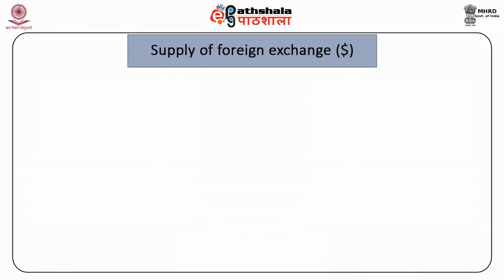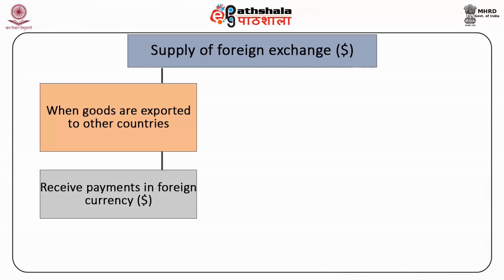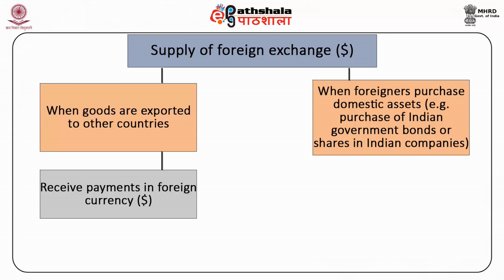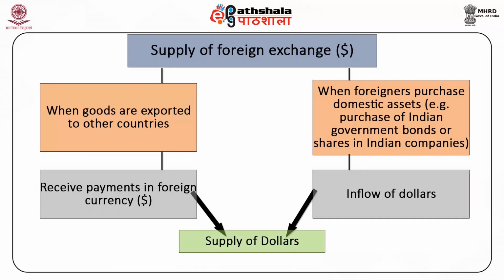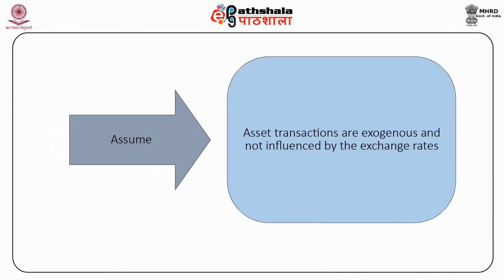The supply of foreign exchange, dollars, is represented by the supply curve S. The supply of foreign exchange results from the following transactions. When goods are exported to other countries, exporters receive payments in foreign currency, dollars, resulting in an increase in supply of dollars. When foreigners purchase domestic assets, for example, purchase of Indian government bonds or shares in Indian companies, there is an inflow of dollars, or increase in supply of dollars. For simplicity, we assume that the asset transactions are exogenous and not influenced by the exchange rates.